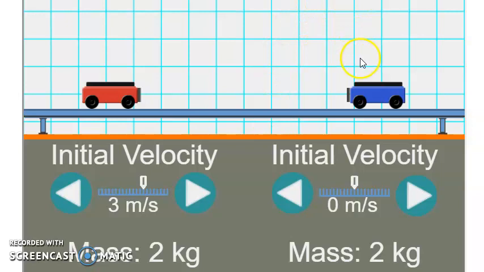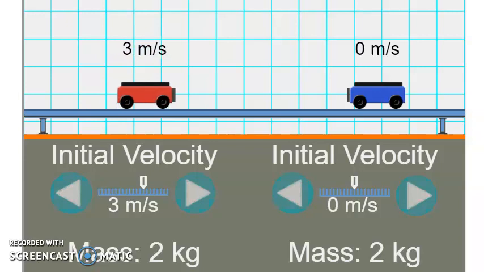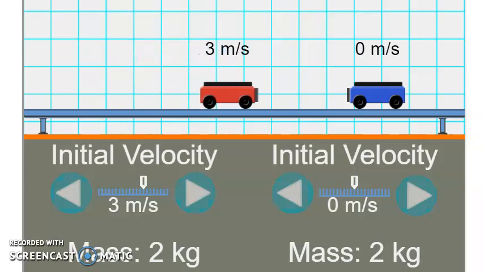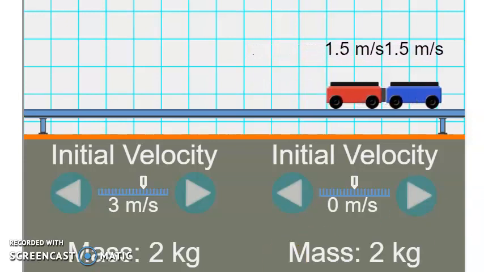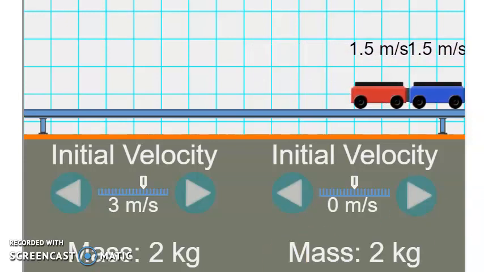So we're going to run this. Remember that the velocity that we calculated previously was 1.5 meters per second. Let's see if that's the case. So the two move together as a unit with a common velocity.